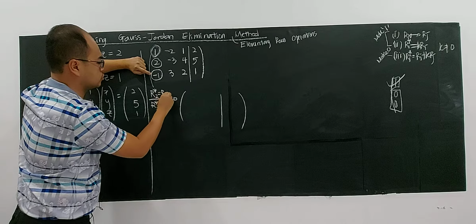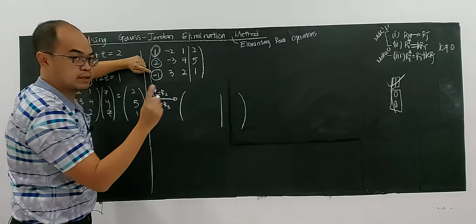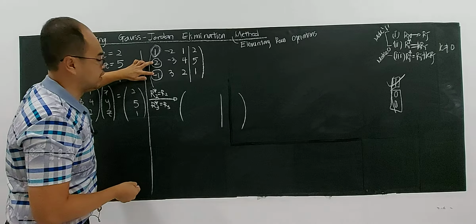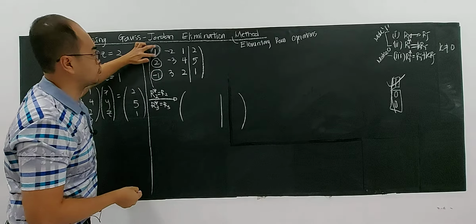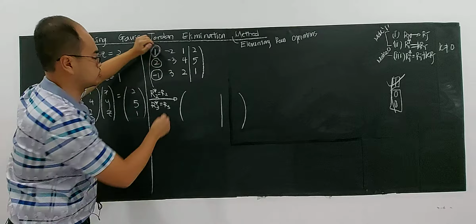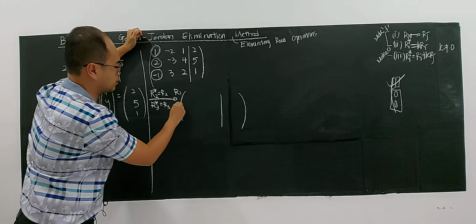So I take row 2 and row 3. Remember that in the previous video I taught you that when you want to make this 2 become 0, you must refer to the first row. The second row and the third row refer to the first row. Refer here means I put row 1 here.